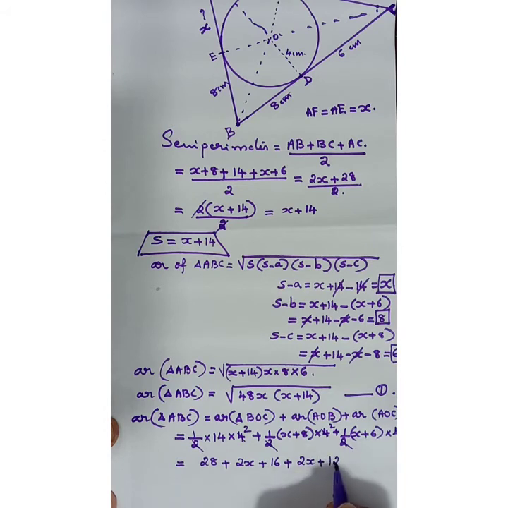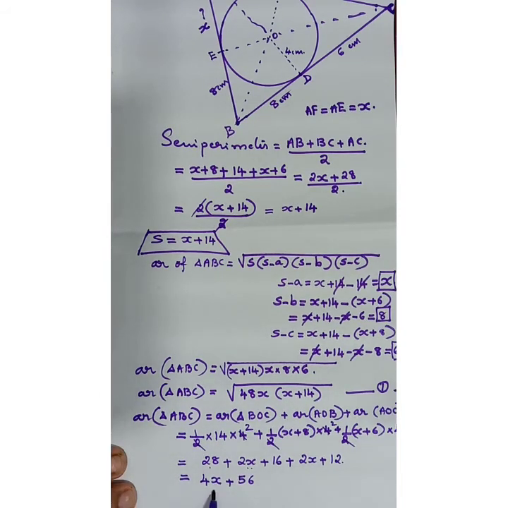plus 2 into x plus 6 is 2x plus 12. That is equal to, we will add all this, we get 4x plus 28 plus 16 plus 12. 4x plus, when we add this we get 56. Here we can see 4 is common. When we take 4 common, we get x plus 56 by 4, which is 14. So x plus 14 here. This is our equation number 2.